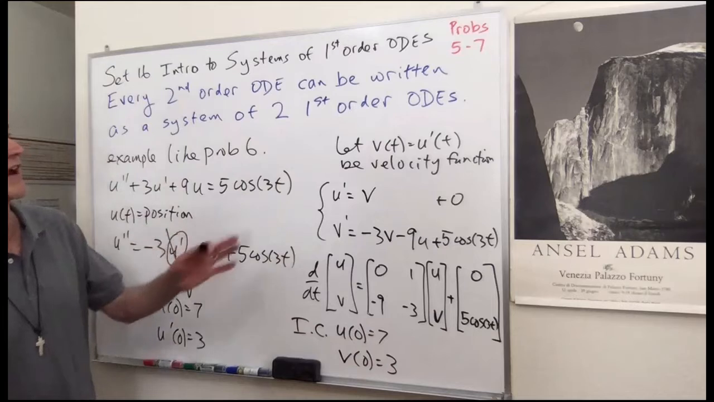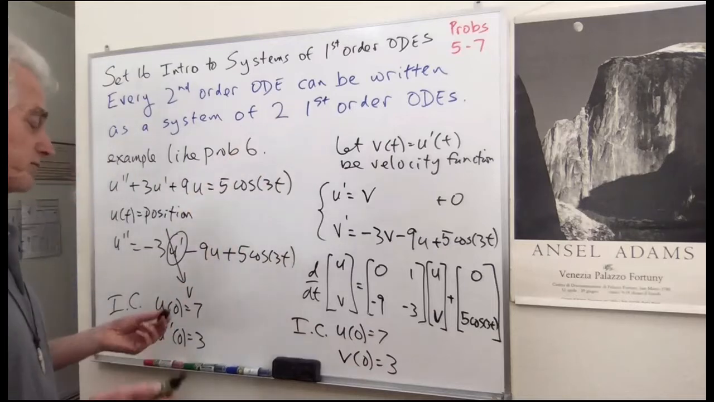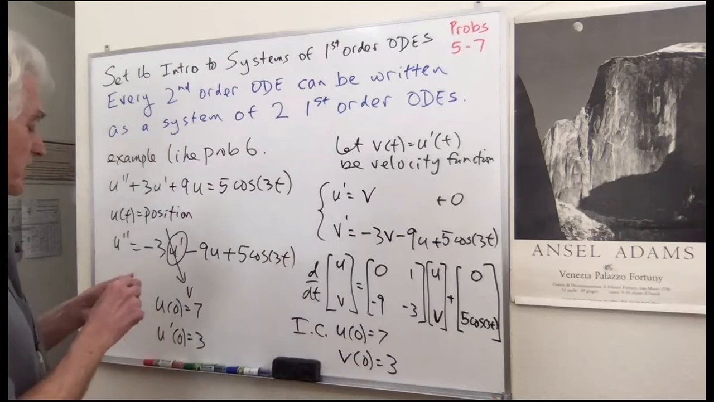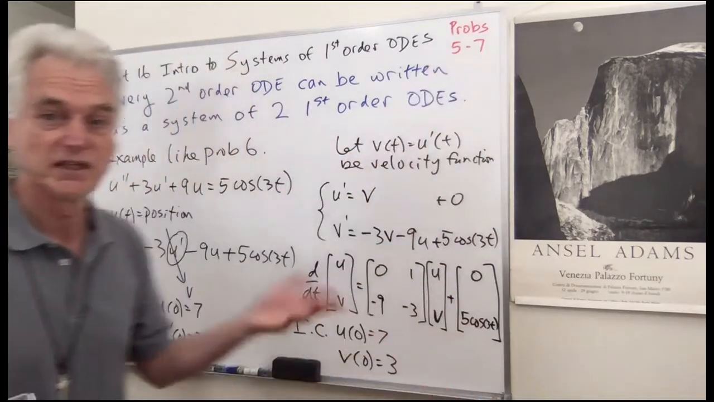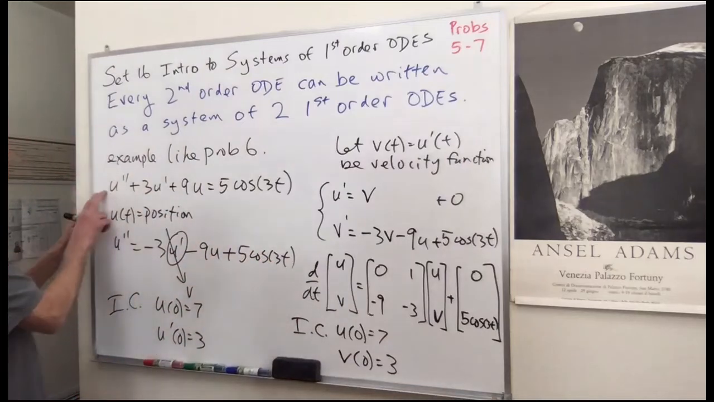All right, so this is very much like that problem 6. There's one little wrinkle. I guess it's not really too much of one, but in problem 7, you're going to have some coefficient in front of U double prime.